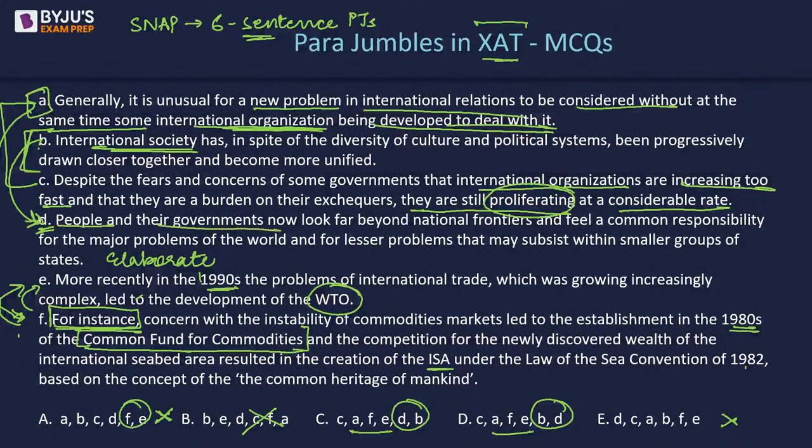People and their governments. So this is the international society, people and their governments. So how has it become more unified? How has it been drawn closer together? Because people and their governments now look far beyond national frontiers and feel a common responsibility for the major problems of the world and for lesser problems that may subsist within smaller groups of states. This is how our international society has been unified.